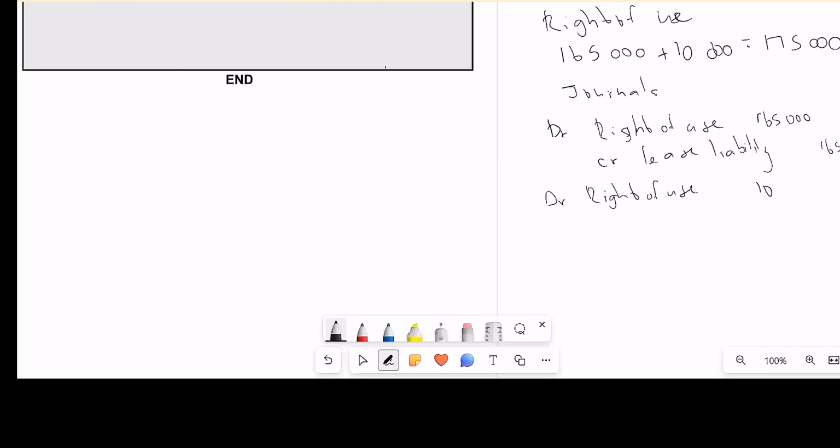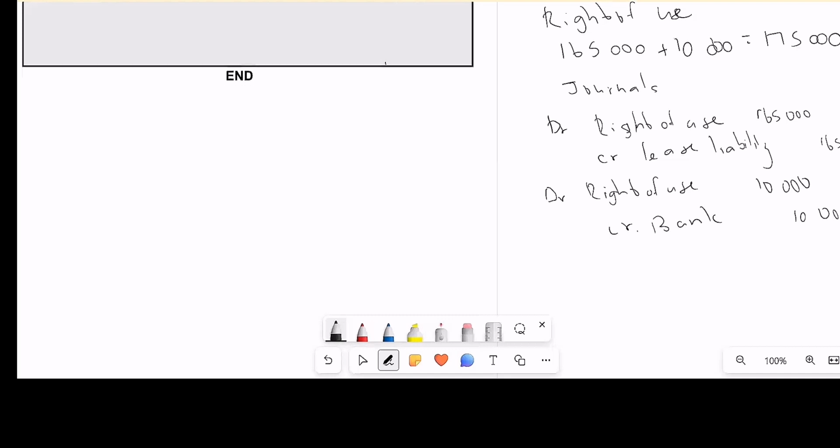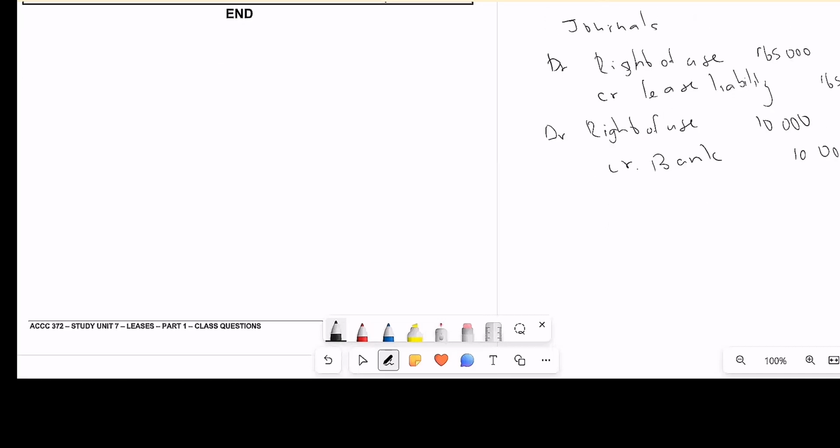And then here I'm going to say we're going to debit the right of use with 10,000, which is the initial direct cost that should be capitalized. And here we're going to credit bank with 10,000. This journal is to indicate that we incurred 10,000, which we paid for, but we have to capitalize it to the right of use, which when we add this together, will equate to the 175. I hope everyone understands how this was done.